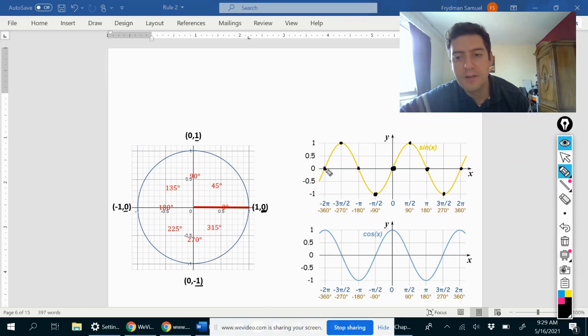Okay, and again, you do not have to stop there. You could keep going around and around like this. And then all that would happen is that this wave would just keep repeating itself in the same way.